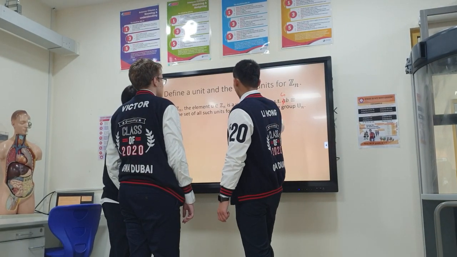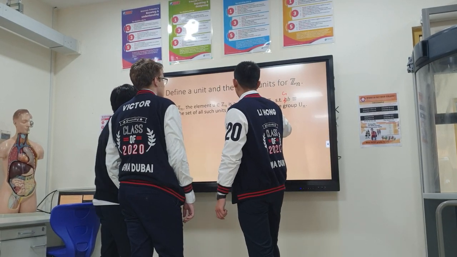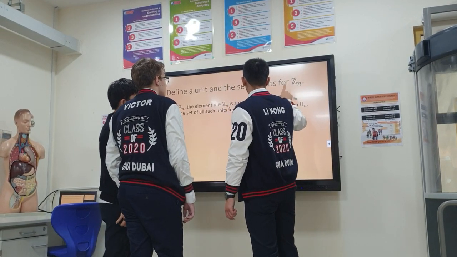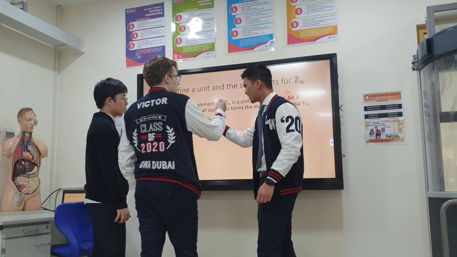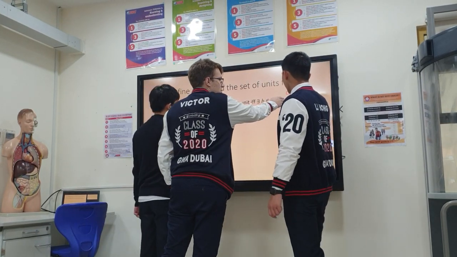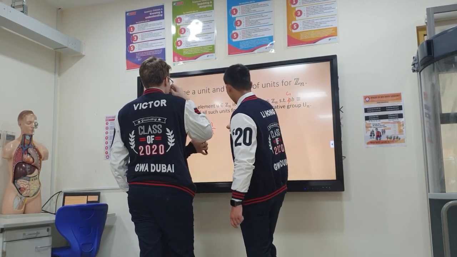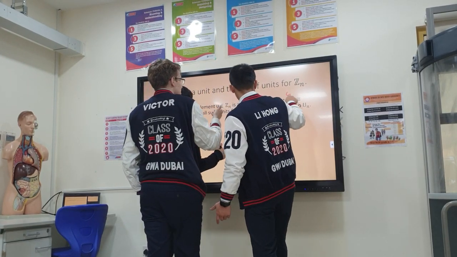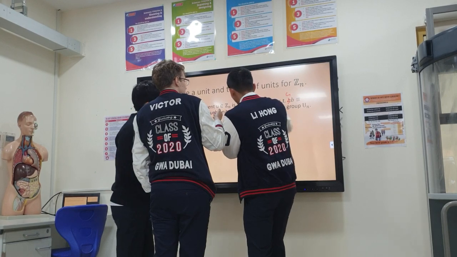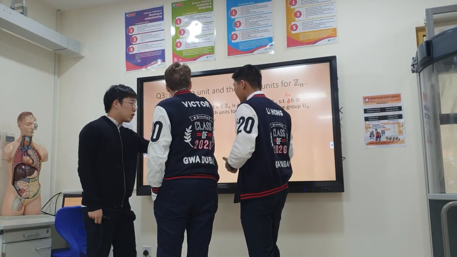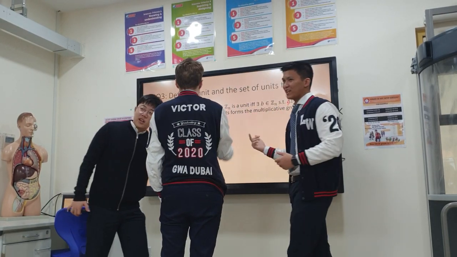If there's a unit U, it is such that U times B is equal to 1. So B must be 1 over U. But 1 over U must also be a unit, because B fits the very definition of a unit.